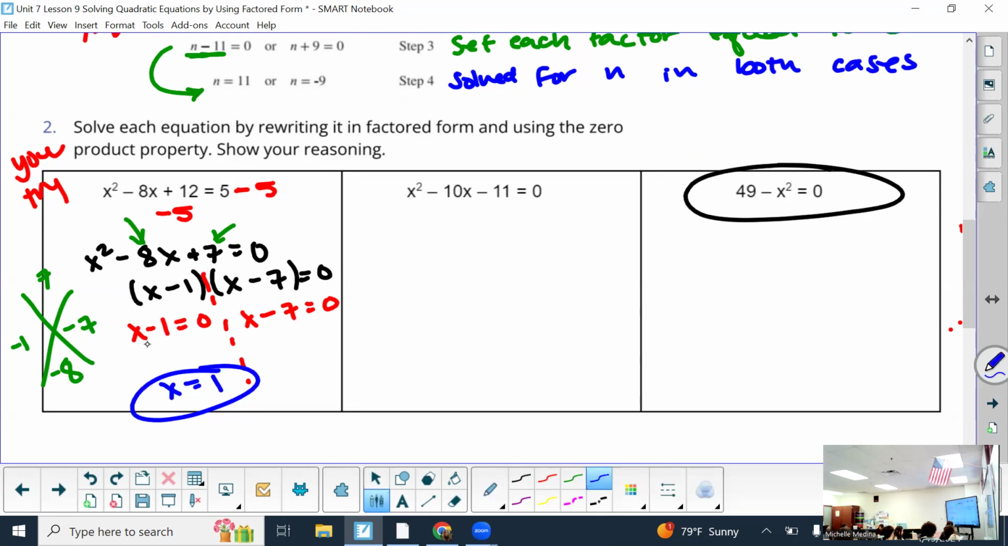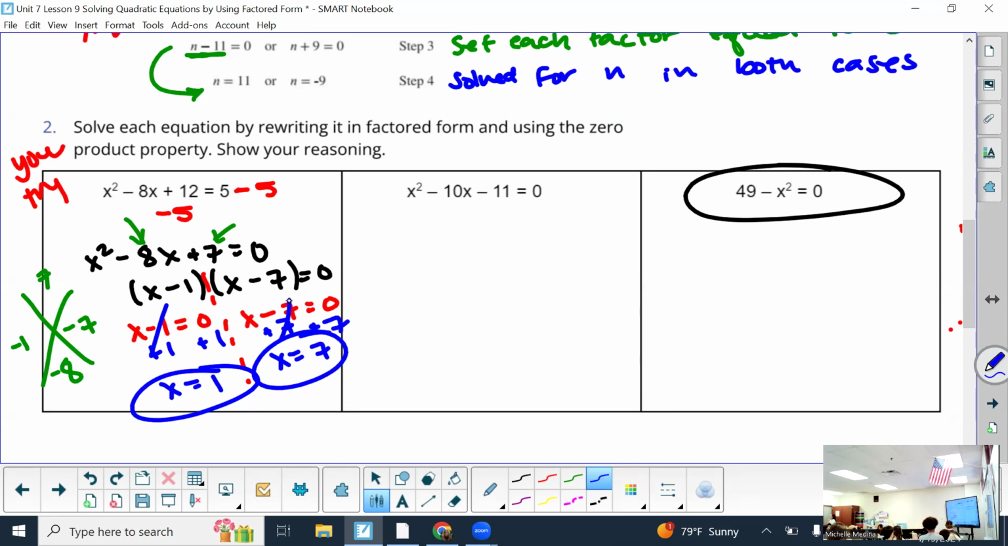If that's not clear, then isolate it. Do your inverse operations like you normally would. It should be 1 for that side. Over here, what minus 7 gives me 0? Good. But again, if that's not clear, do your inverse operation. That is minus 7, so add 7 to both sides if you have to.